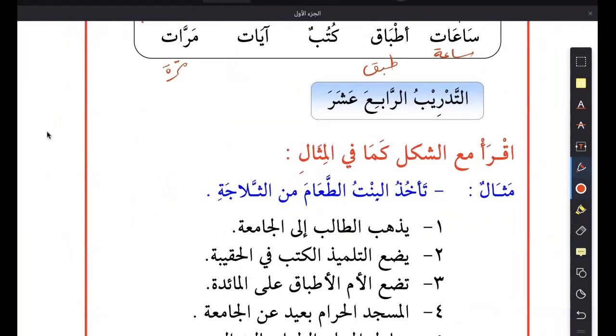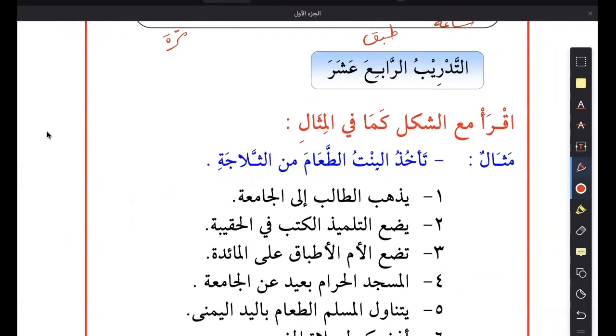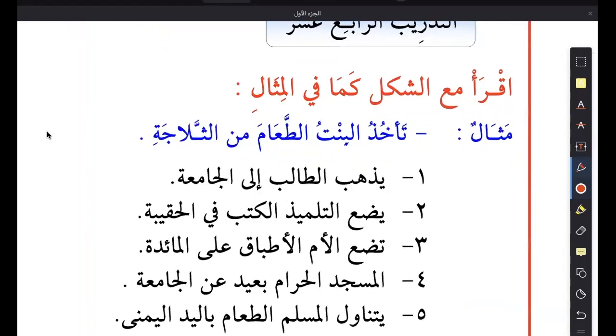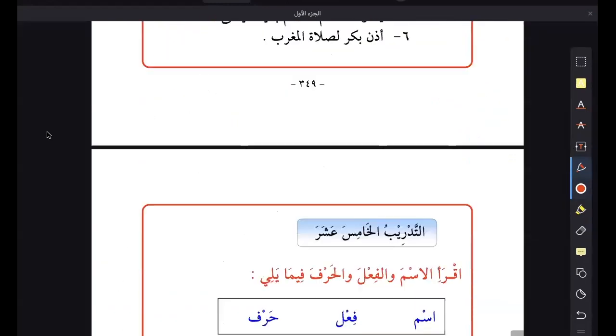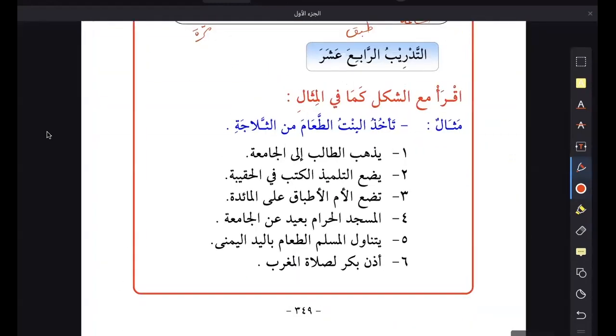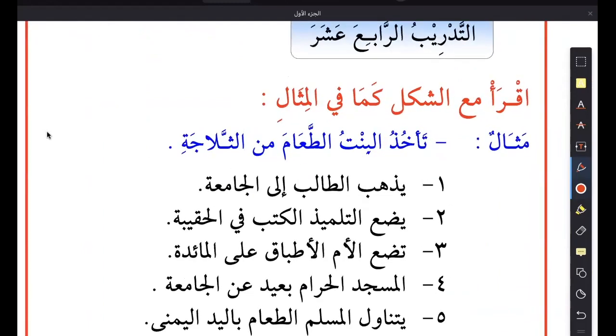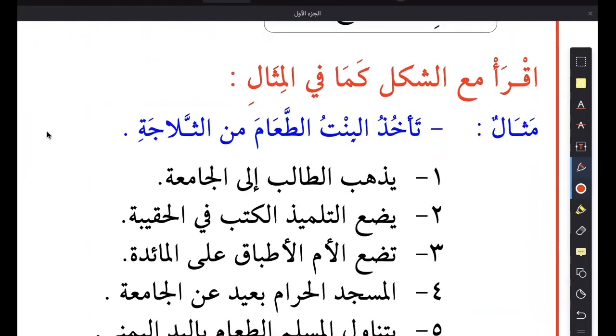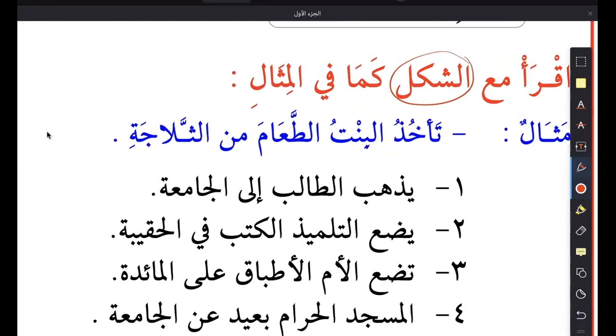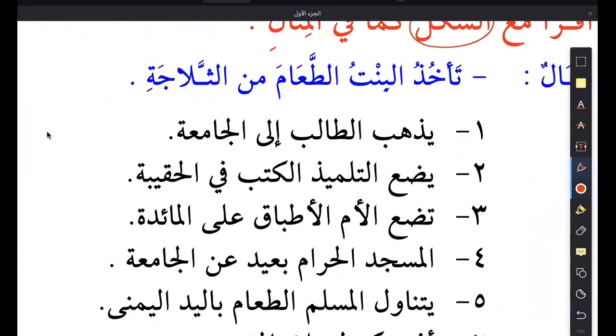Okay, so we have التدريب الرابع عشر, the 14th exercise: اقرأ مع الشكل كما في المثال. So now that's good. These exercise books are getting better and better. Here they want you to read with all the haraka. Shakal means form, like here shakal means all the haraka. Shakal means fatha, dhamma, kasra, sukun, all of these things. So what they want you to do is put all the haraka.